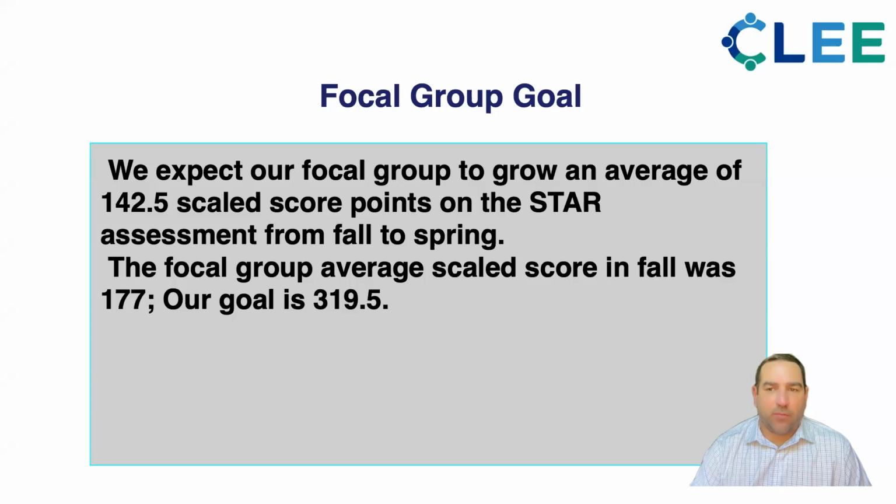Looking at our focal group goal, you can see that it's identical in the first couple of lines. We expect our focal group to grow an average of 142.5 scale score points on the STAR assessment from fall to spring. The focal group average scaled score in the fall was 177. Our goal is 319. As you can see, the focal group achievement goal here is structured way more aggressively to increase equity between the focal group and the peer group.